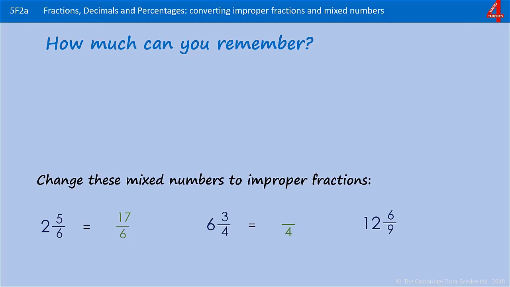6 3/4, how many quarters do we have altogether? 6 times 4 is 24, add the 3 numerator, that's 27. And finally, 12 6/9, how many ninths do we have? 12 times 9 is 108. 108 add 6 is 114. And if you want to be really clever here, and if you remember your rules of divisibility for numbers that will divide by 3, you may have worked out that you can simplify that to 38 over 3.